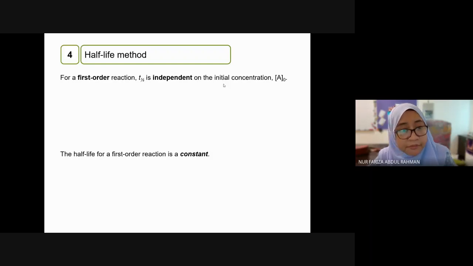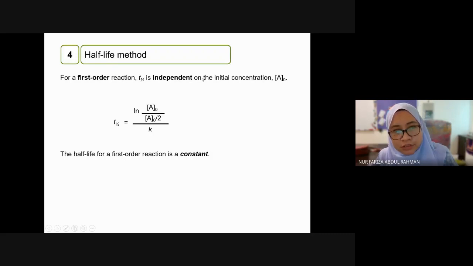Okay, bismillahirrahmanirrahim. For a first order reaction, this will be the last one, okay? Then once we are done with this determination of order, we can proceed to collision theory later on. Okay, for a first order reaction, T half is independent of the initial concentration A naught. So the half-life method, like half of the life, half of the lifespan, half-life method.